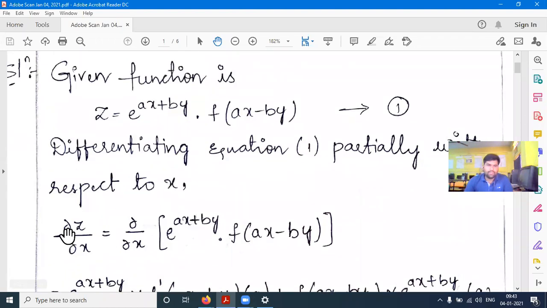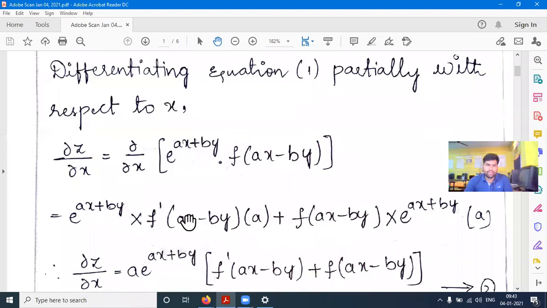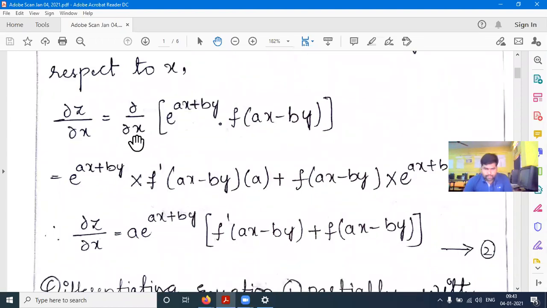Then dou z by dou x is equal to dou by dou x of the z term, e power ax plus by into f of ax minus by. With respect to x, there is one x in the exponent and also one x in f. So we apply the uv formula. The differentiation of uv is u into v dash plus v into u dash. Here this one is u and this one is v.